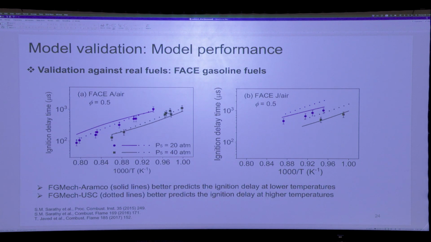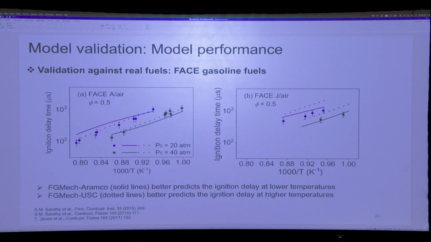So then you go and start to validate your model. Here we did it against different gasoline fuels. How we validate is we just take the model that we've built using the correlation tools based on functional groups, and we compare it against experiments. And here we actually compare FGMech with one base mechanism, C0 to C4, based on Aramco mech, and another one based on USC mech.